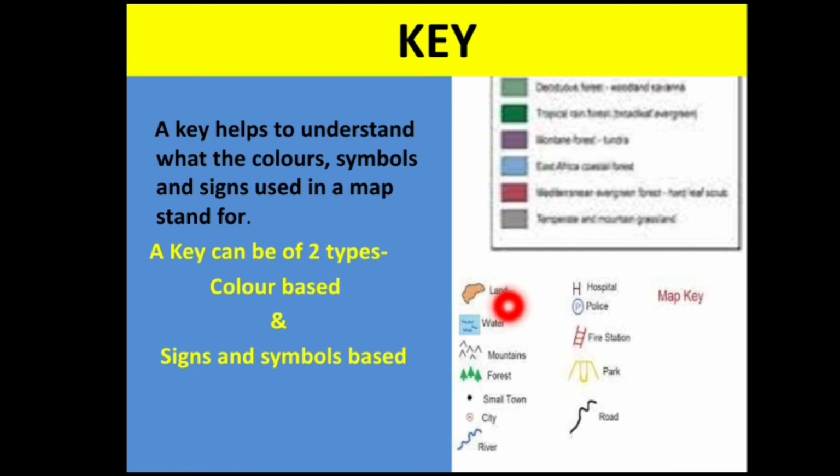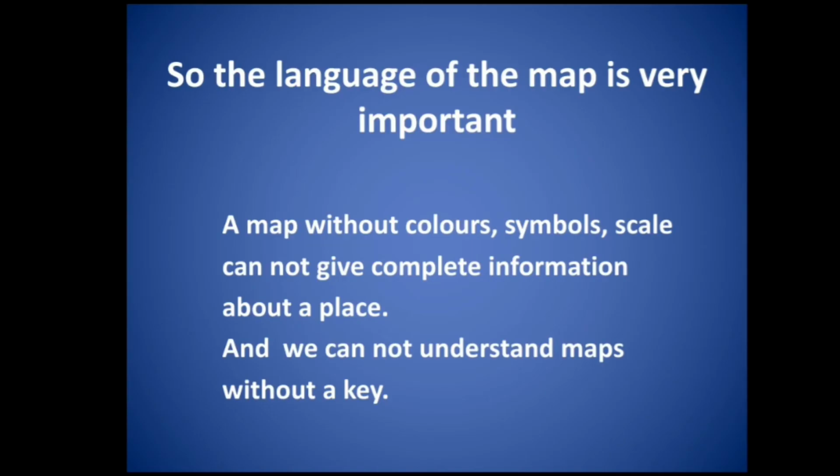So all these are called the language of a map. The language of the map is very important to understand the color scheme, symbols, and scales. Without this information the map is not complete, and we can also find difficulty understanding the map if we don't mention the key. So key is also very important to understand any map.